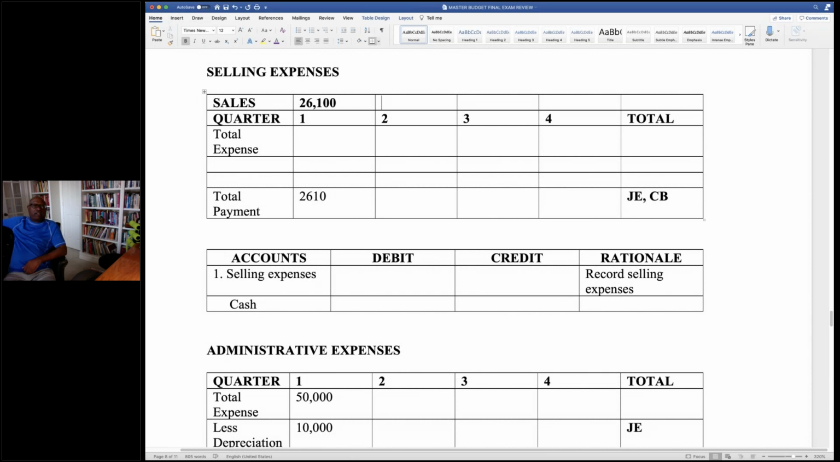So what's your sales for the first quarter? It was 26,100. Sales for the second quarter? Go up to the sales budget.